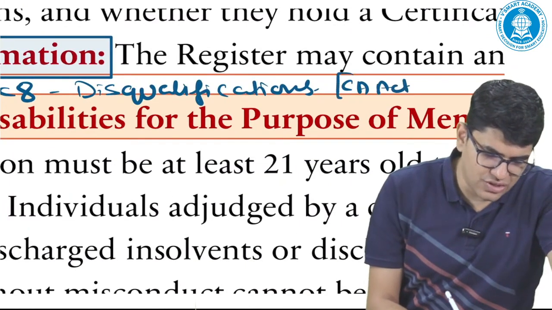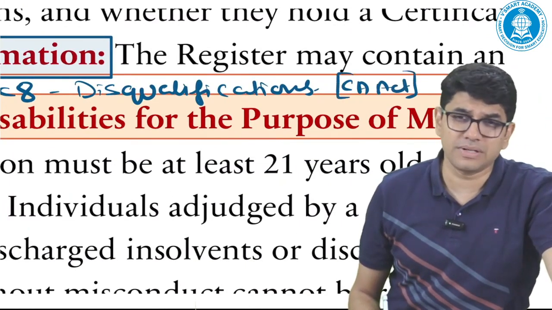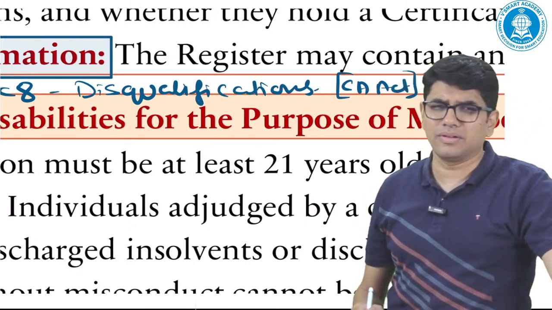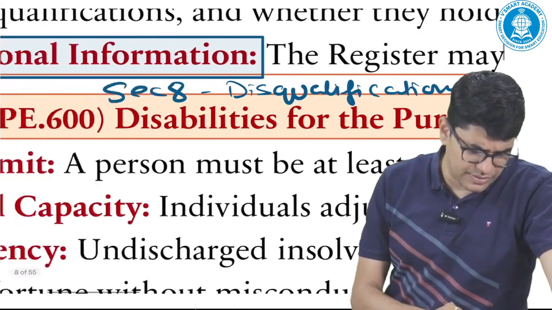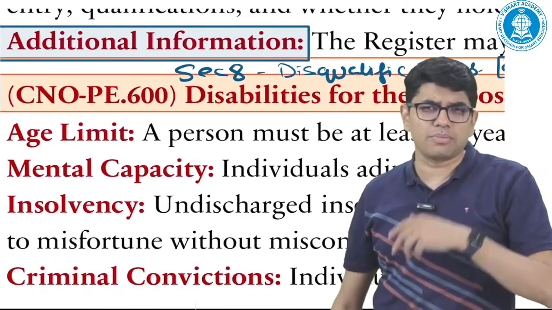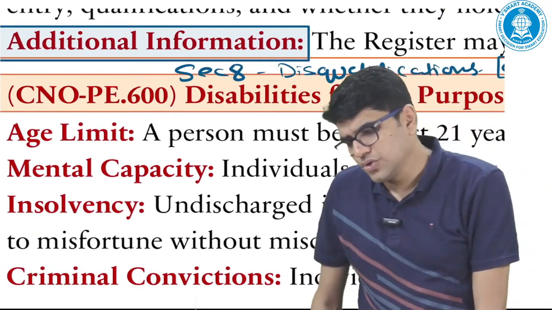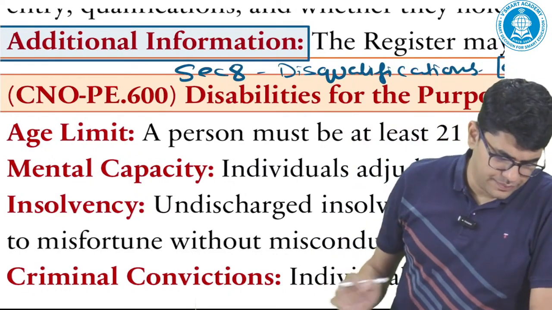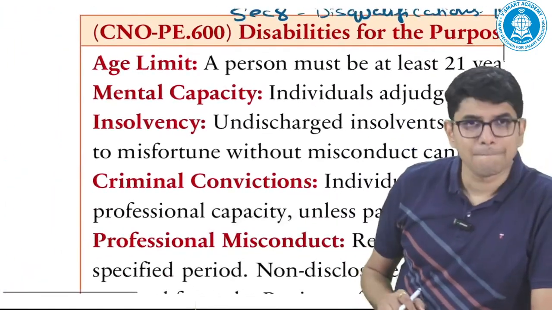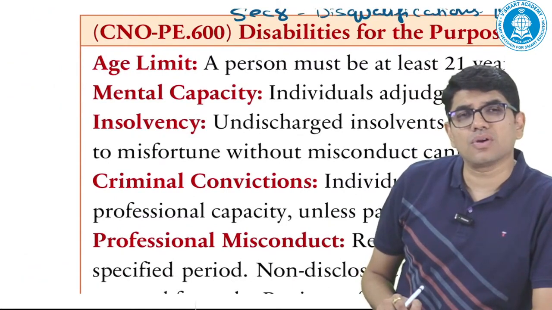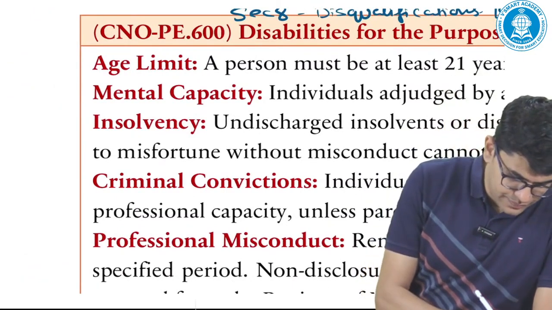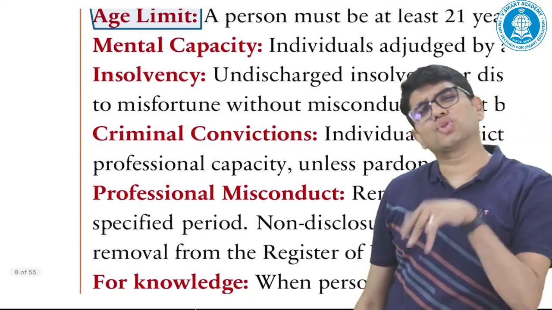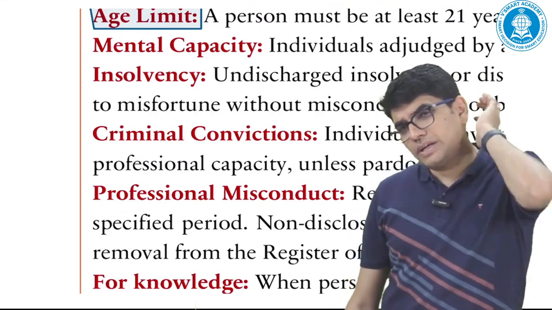See, only some of the sections are important. Don't go and cram the complete CA Act, and very rarely do they focus on section numbers here. But then definitely you should remember this section 8. So section 8, if the person has not attained the age of 21, he is disqualified.